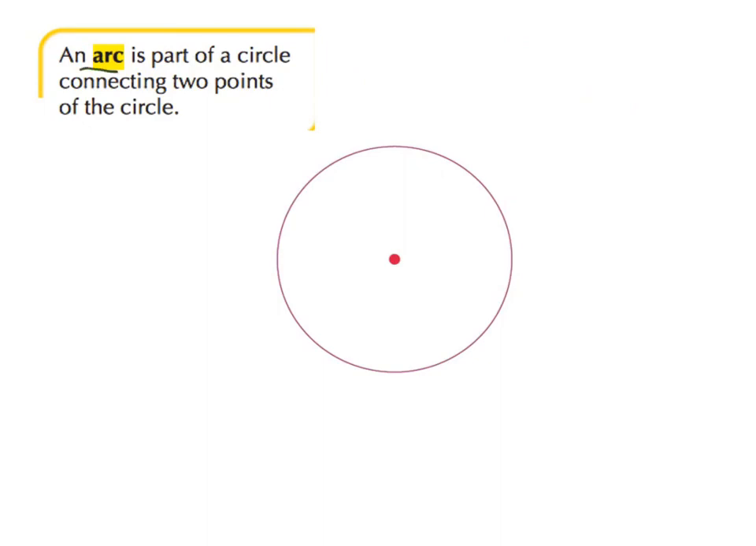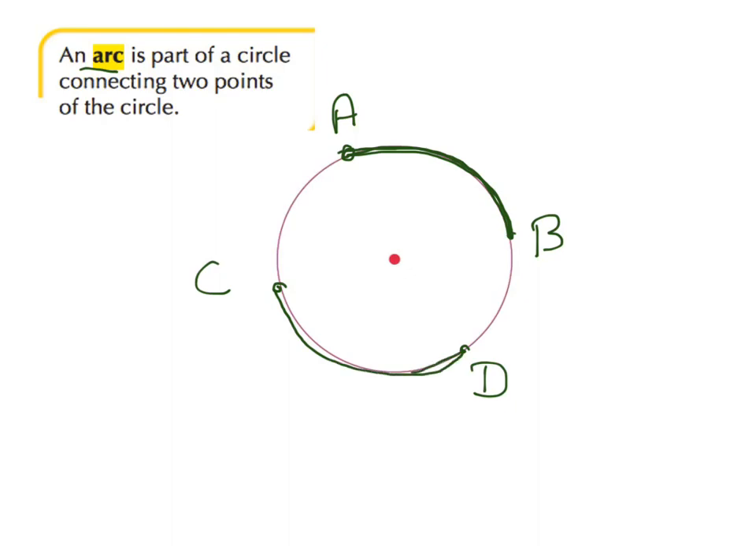An arc is a part of a circle connecting 2 points of the circle. So if I have a point A over here and a point B over here, an arc is a part of a circle which connects these 2 points. This is called arc AB. Is this an arc? If I have a point C and a point D, and I connect these 2 points on the circle, is this an arc of a circle? Yes.